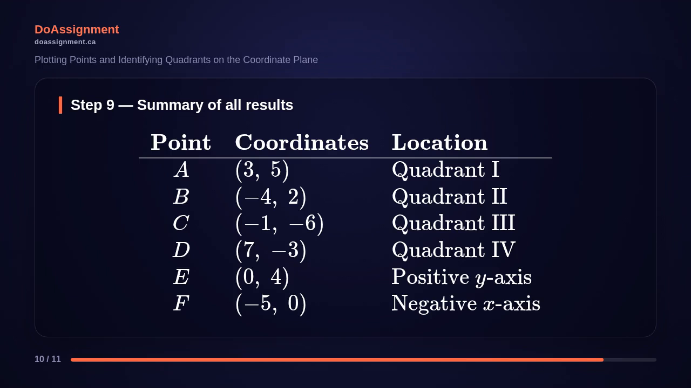Here is the complete summary. Point A at 3, 5 is in Quadrant 1. Point B at -4, 2 is in Quadrant 2. Point C at -1, -6 is in Quadrant 3. Point D at 7, -3 is in Quadrant 4. Point E at 0, 4 is on the positive y-axis. And point F at -5, 0 is on the negative x-axis.